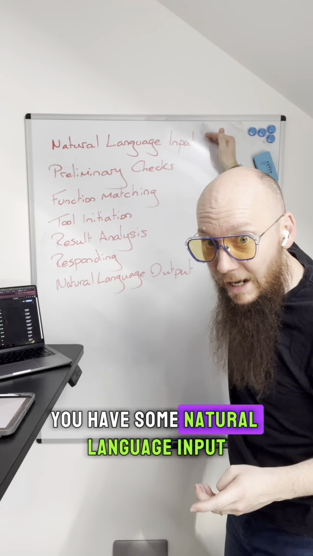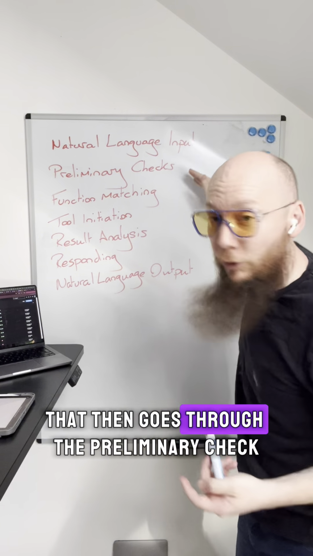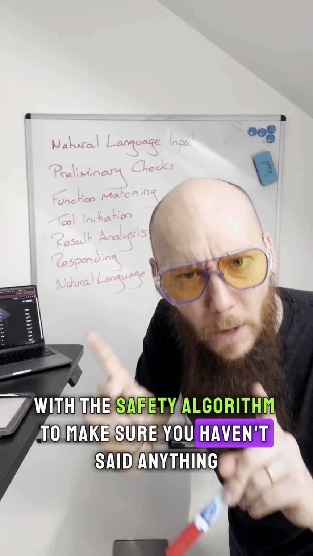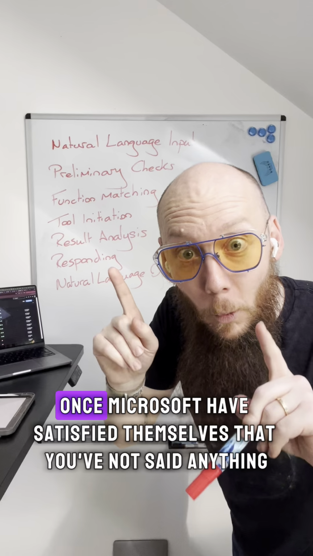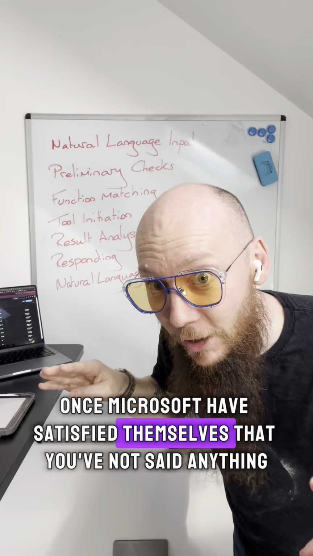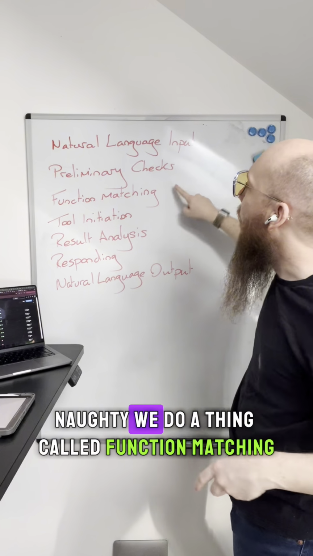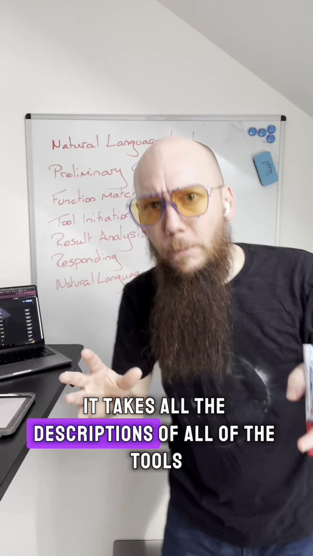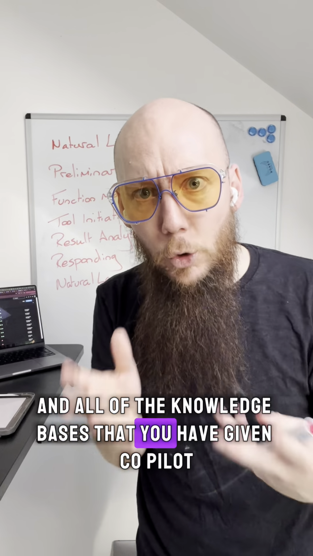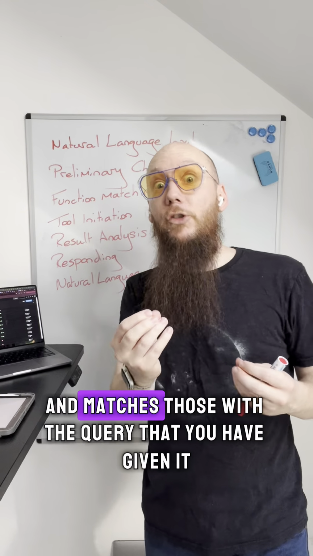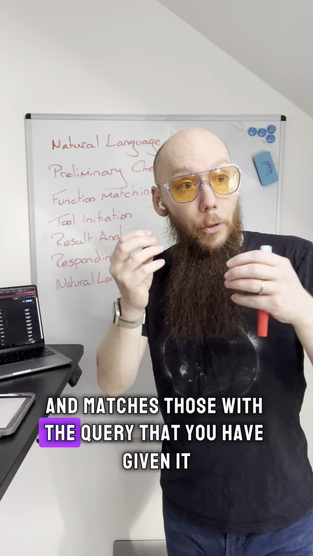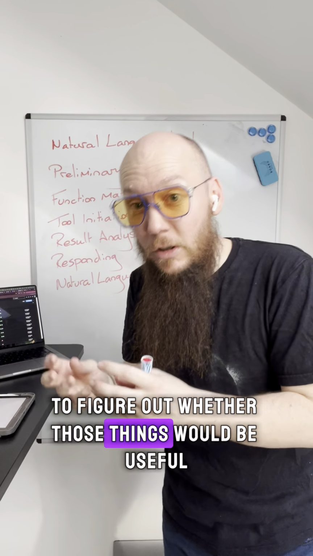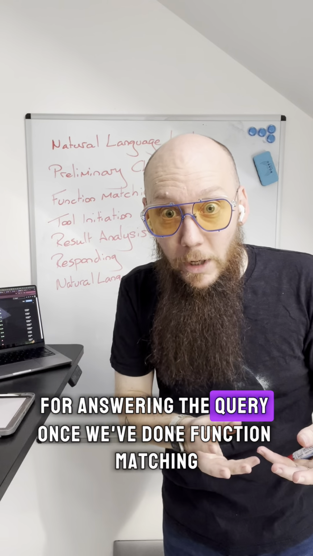You have some natural language input. That then goes through the preliminary check with the safety algorithm to make sure you haven't said anything naughty. Once Microsoft have satisfied themselves that you've not said anything naughty, we do a thing called function matching. I say we, Copilot. So it takes all the descriptions of all of the tools and all of the knowledge bases that you have given Copilot and matches those with the query that you have given it to figure out whether those things would be useful for answering the query.